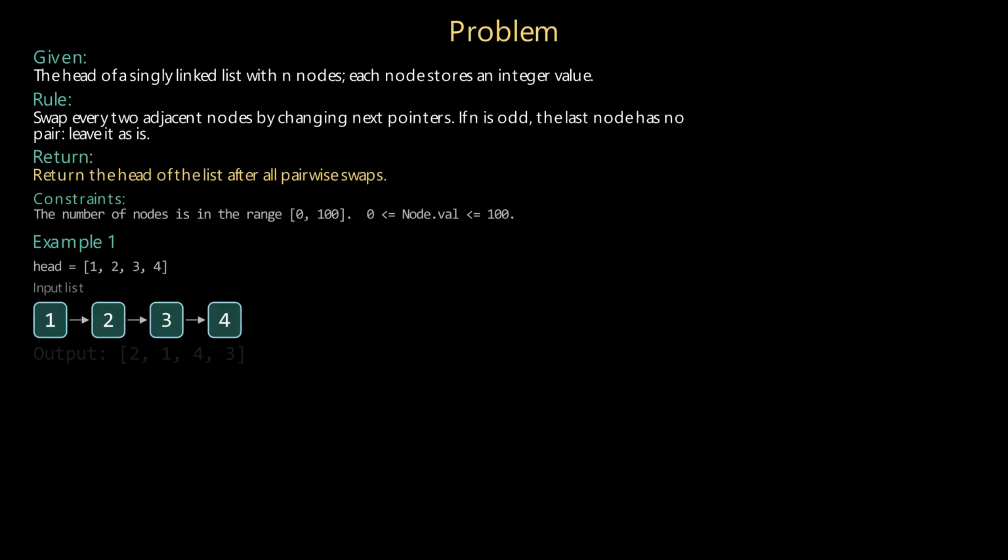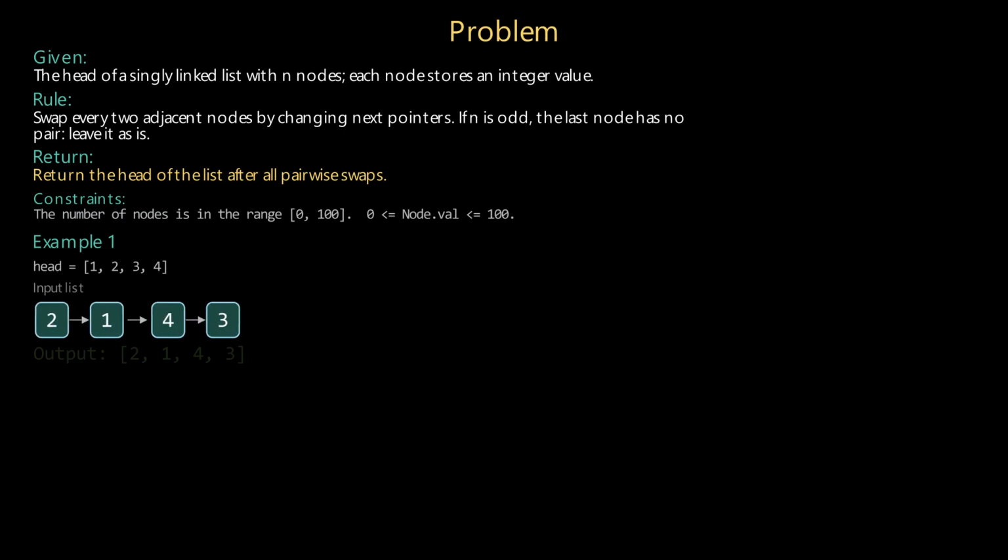Given the head of a singly linked list, swap every two adjacent nodes by relinking pointers, not by only swapping values inside nodes. Return the head of the list after swaps. If the length is odd, leave the last node in place.